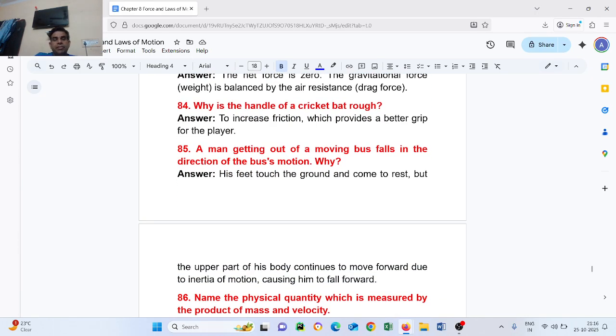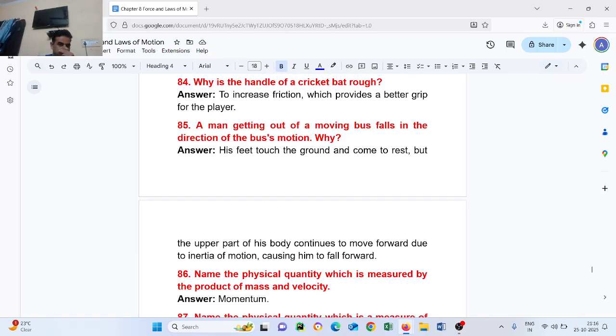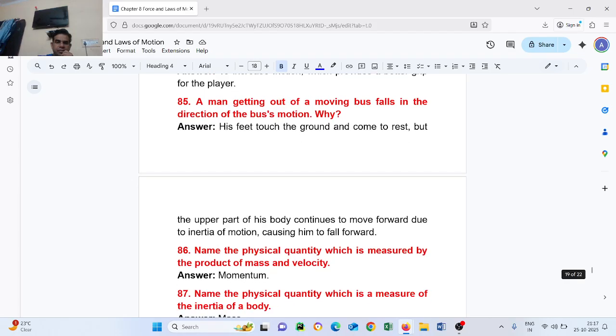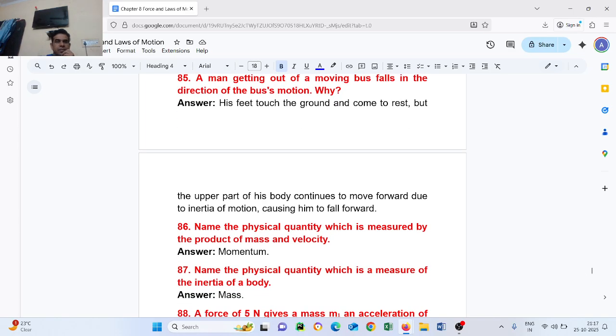Question number 85. A man getting out of a moving bus falls in the direction of the bus. Why? Due to inertia of motion, his feet touch the ground and come to rest, but the upper part of his body continues to move forward due to inertia of motion, causing him to fall forward.